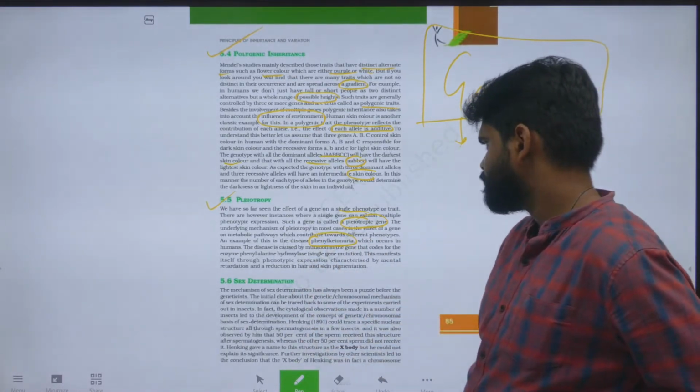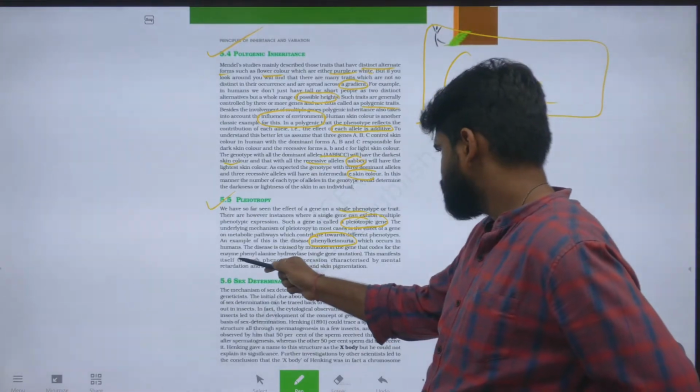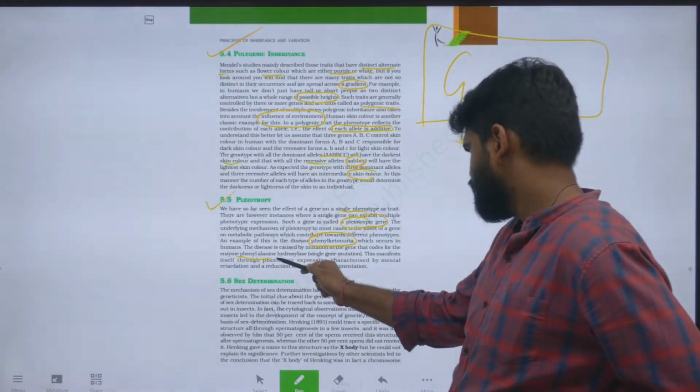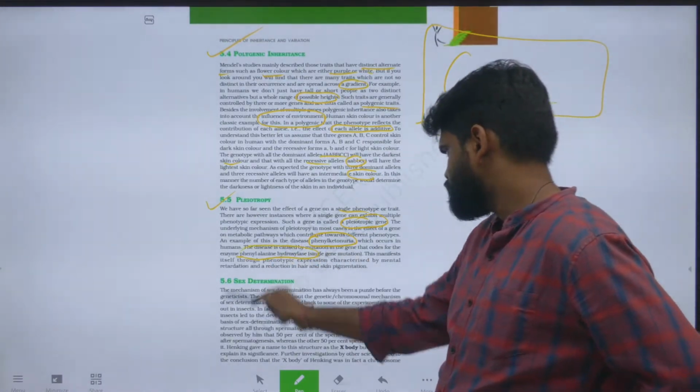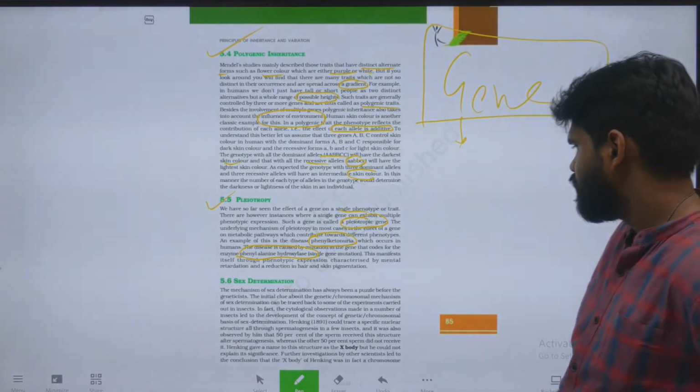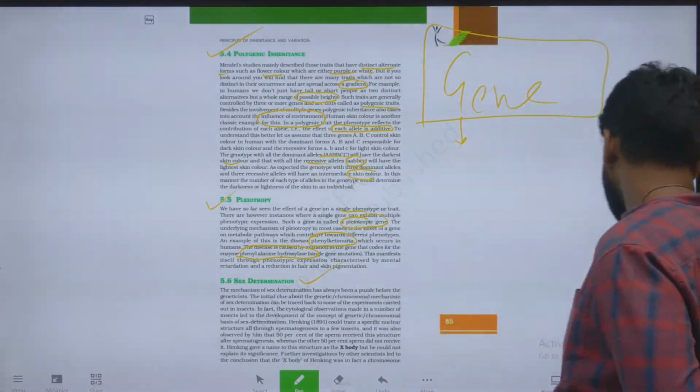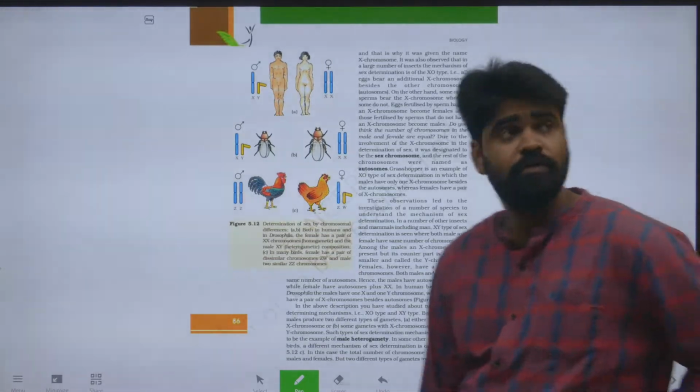Phenylketonuria. Right. And the enzyme is given. Phenylalanine hydroxylase. Right? Sex determination, you know.